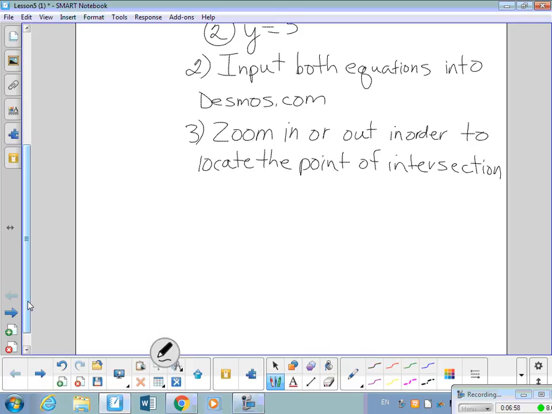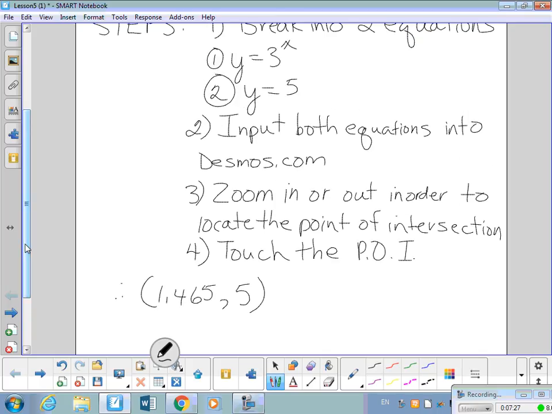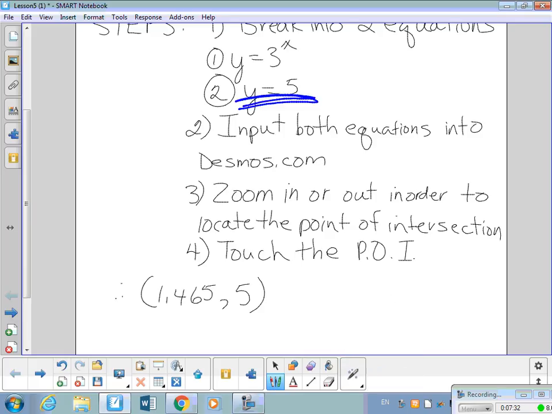We zoomed in or out to locate the point of intersection, and then we touch that point. Touch the point of intersection. I'm going to use the short form, point of intersection, because it's much easier for us to do it that way. So we noticed that when we did it for this example, we ended up with 1.465 and 5. Now that makes sense because remember, we entered into our equation earlier y equals 5, so it makes sense that the point of intersection is going to give us a y value of 5.